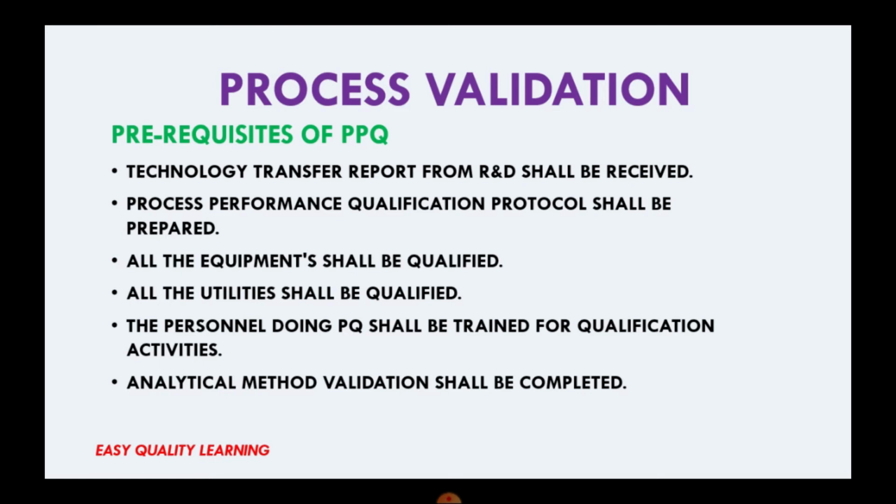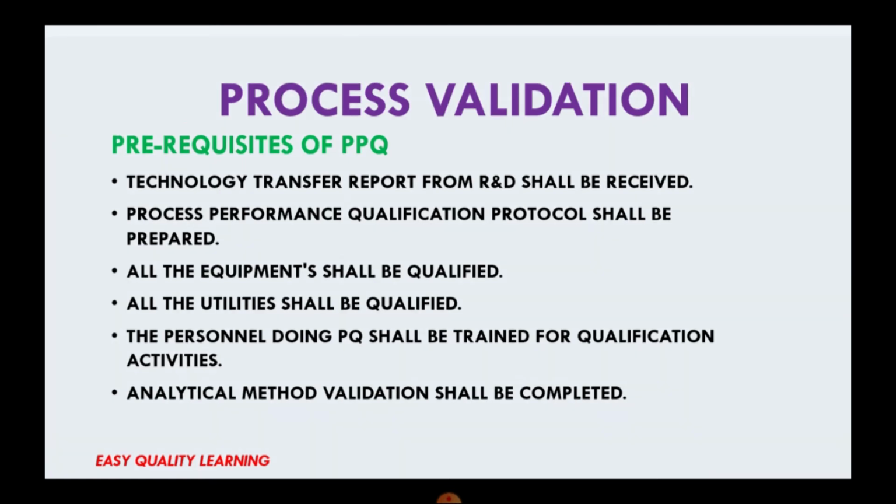All the equipment shall be qualified before doing process performance qualification. All the utilities shall be qualified. The personnel who are doing process validation shall be trained. They should have adequate knowledge and experience, and they should be told how this process validation will be executed and what the course of action will be during this process validation. Before process validation, your analytical method validation should be completed. So these were the prerequisites of process performance qualification.